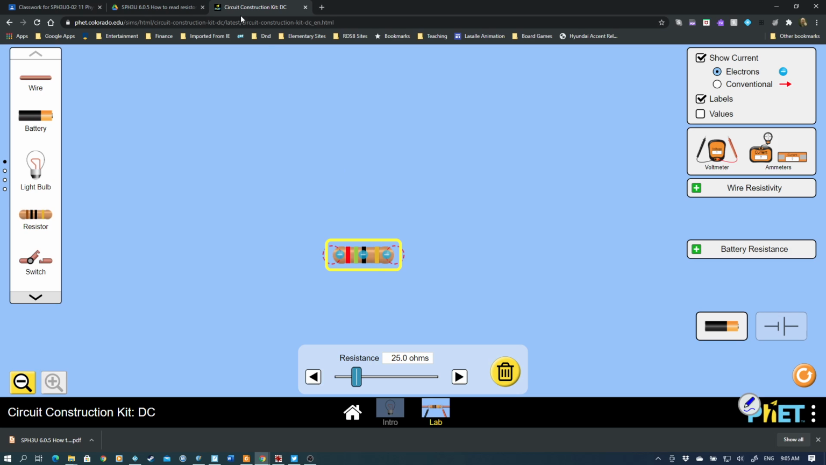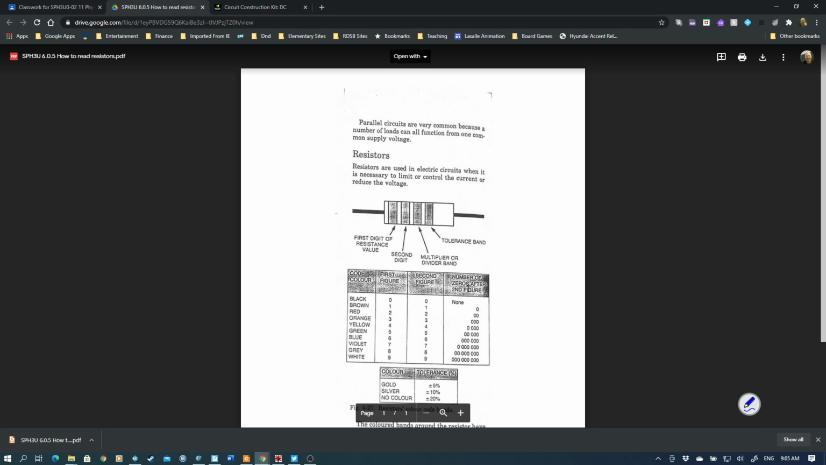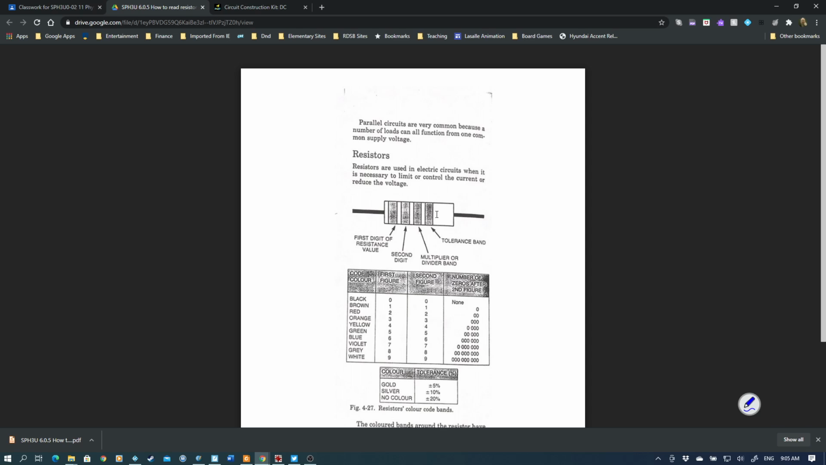The last color is what's called the tolerance color. You have resistances that are better than others based on their construction. The less good ones are cheaper. So that's what the last band tells you. If you have a gold band, it's plus or minus 5%. A silver band is plus or minus 10%, which is actually a worse resistor.